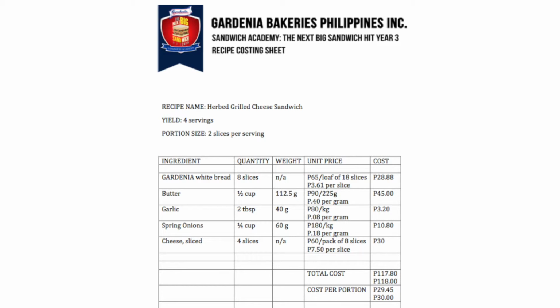After getting all the costs of the individual ingredients, you just add it all up to come up with the total cost, which is 118 pesos. Since the recipe's yield is 4 servings, you simply divide the total cost by the yield. So divide 118 pesos by 4 and the cost per portion is 30 pesos.